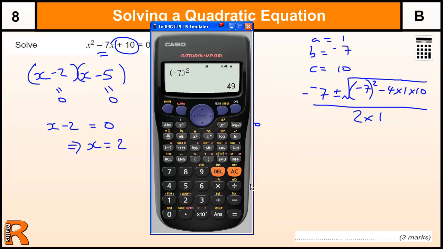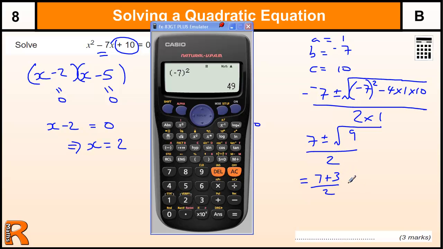You would end up with, if you did that properly, 7 plus or minus the square root of 49 minus 40, which is 9, all over 2. So you've got 7 plus the square root of 9, which is 3. So that's your 5, because 7 plus 3 is 10, over 2. Then 7 minus 3 over 2, which is 4 over 2, which is 2. So you've got 5 and 2, the two answers. You can complete the square, but that would be taking it a bit too far.